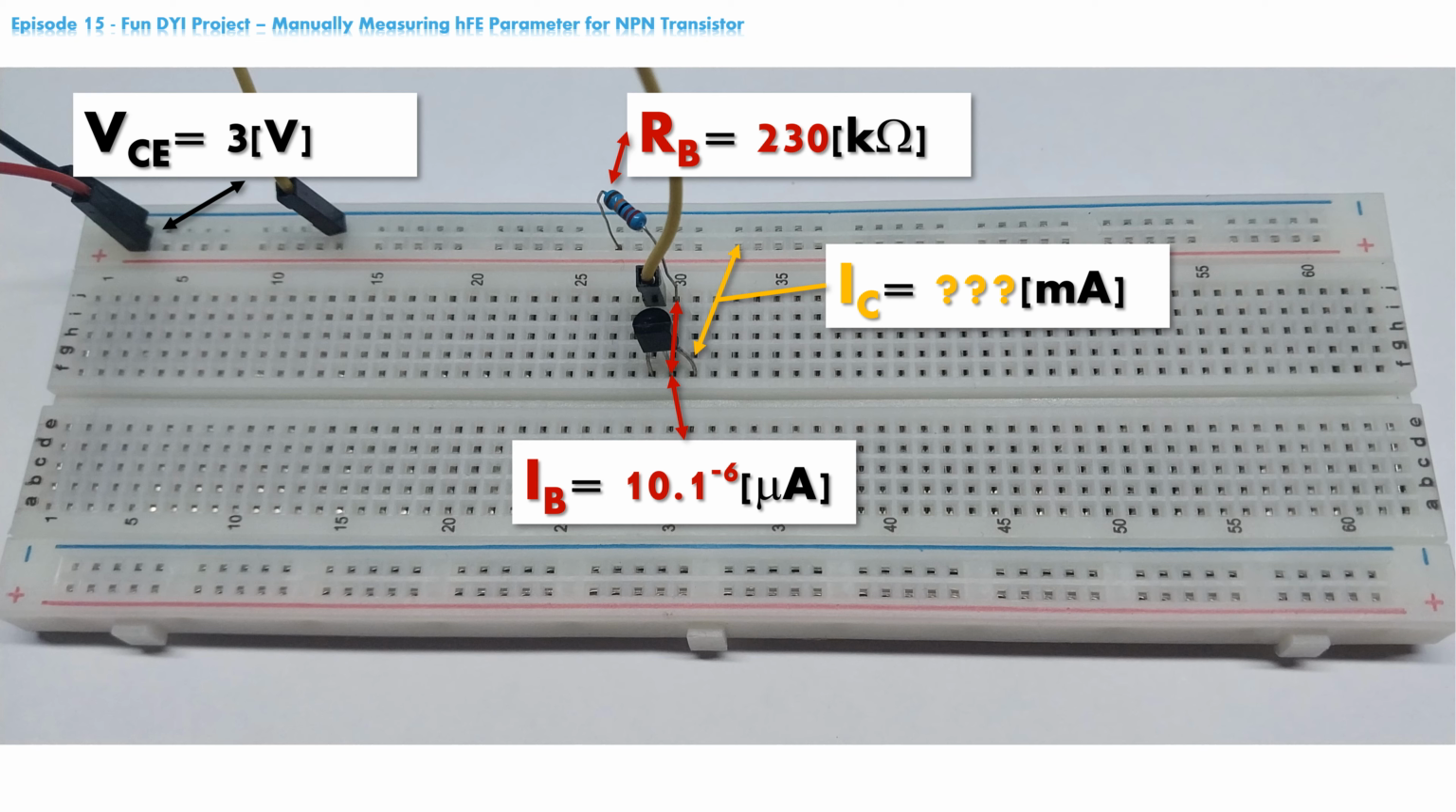Now, our task is to take measurements of the power source, base resistor, base and collector current, verify them, and then calculate the value for hFE, using a breadboard, some DuPont wires, NPN 2N3904 transistor and base current limiting resistor RB of 230 kilo ohms.